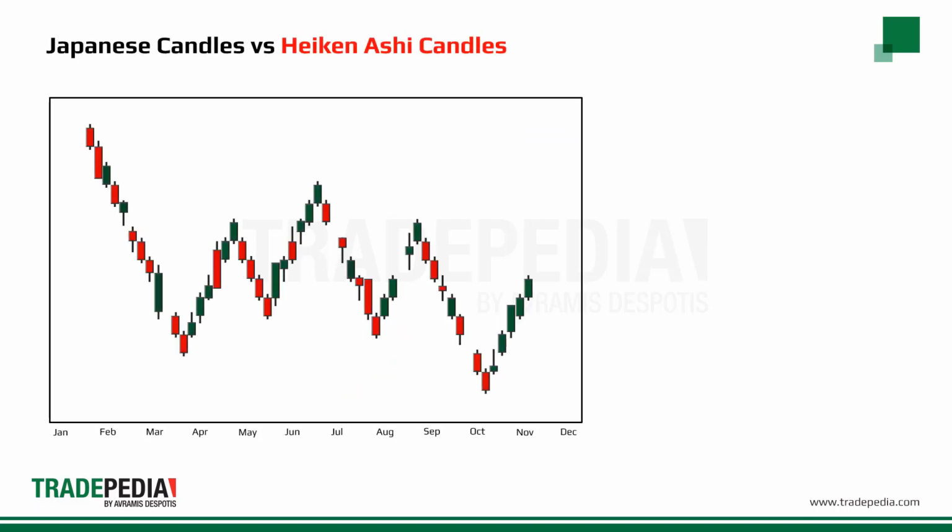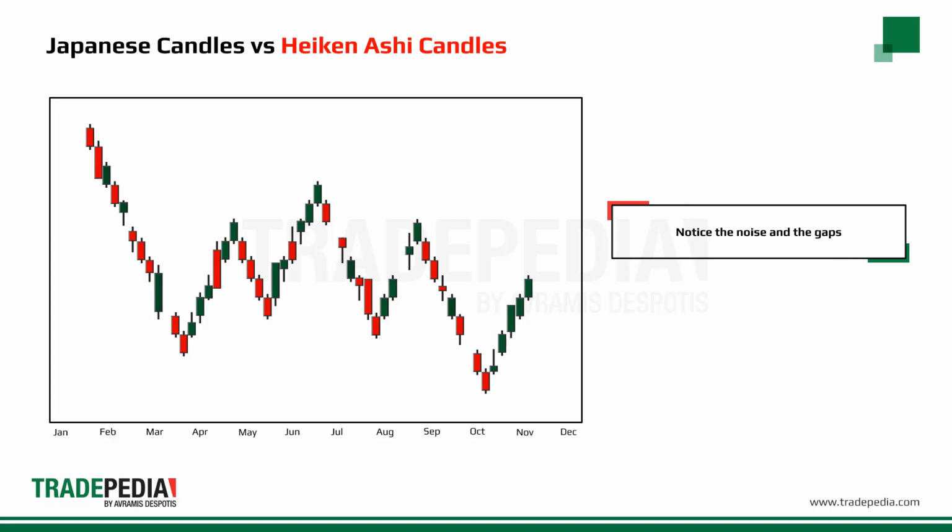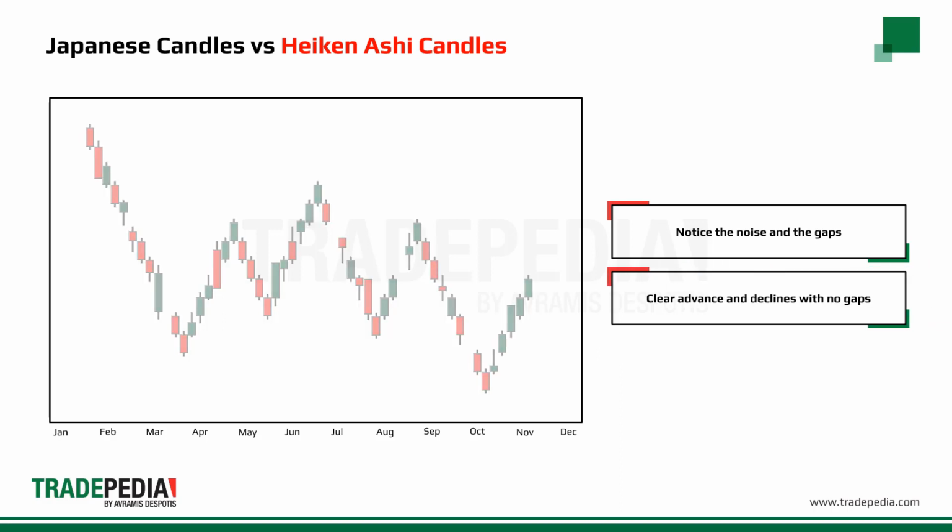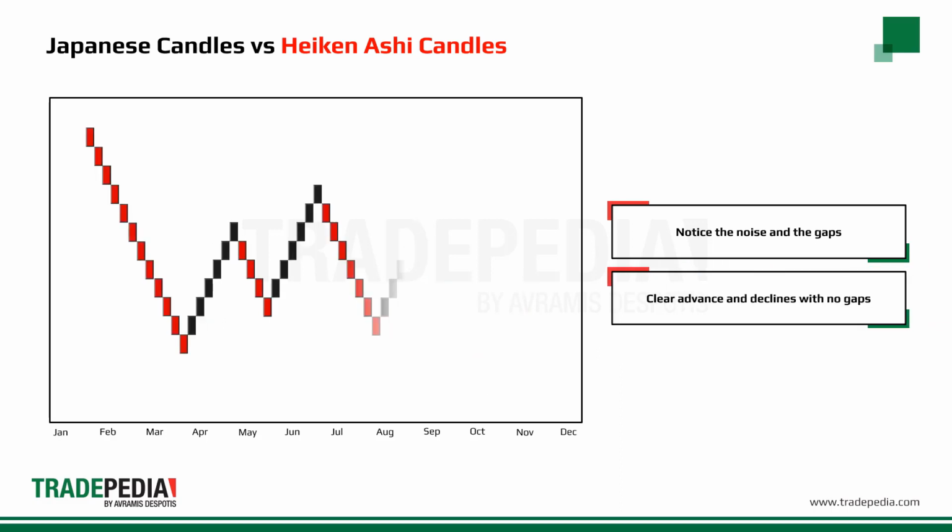Let us explain and illustrate now the difference between a normal Japanese candlestick chart and a Heikin Ashi chart. Notice in our example here the noise reflected by the number of bullish candles in the declining price waves and by the bearish candles in the advancing price waves, in addition to the clear price gaps. After switching to Heikin Ashi candles, we can see clear advances and declines with no gaps between the candles, highlighting clear trending phases within a trend.